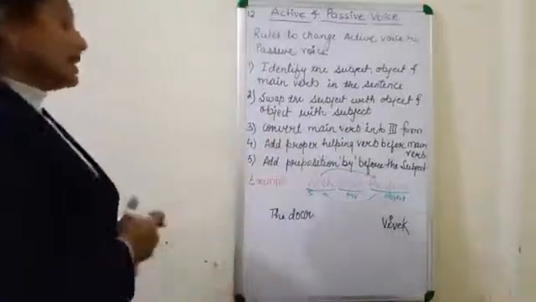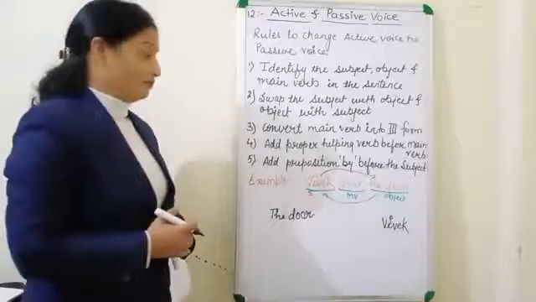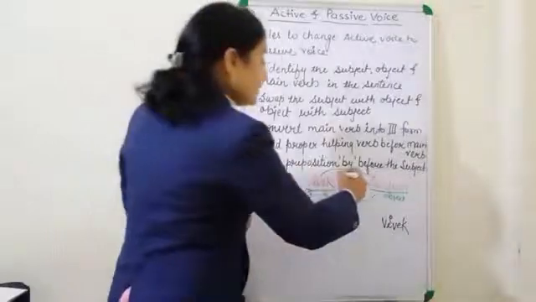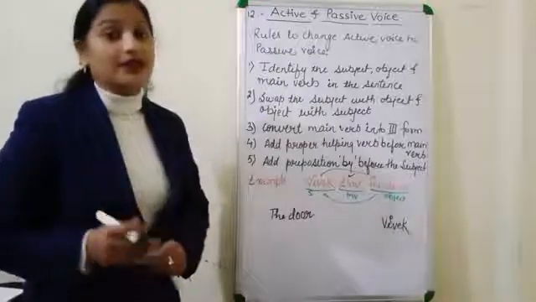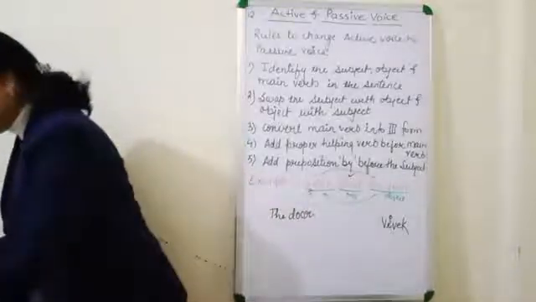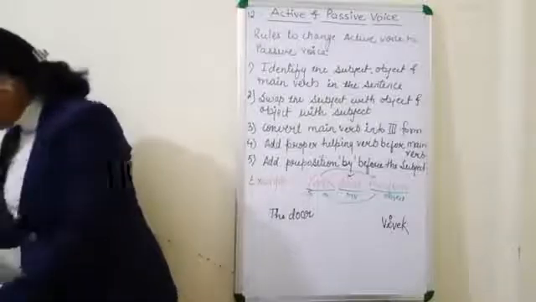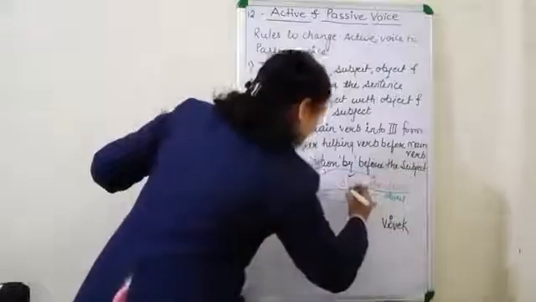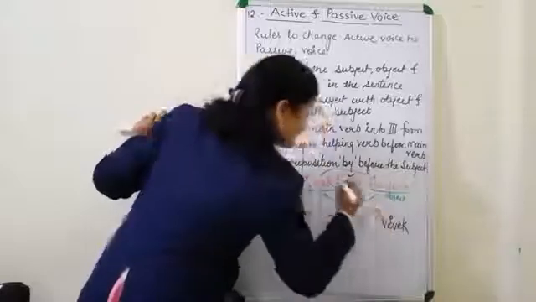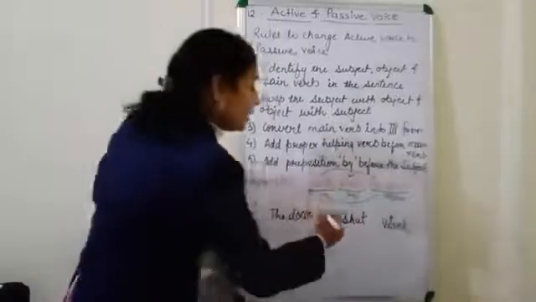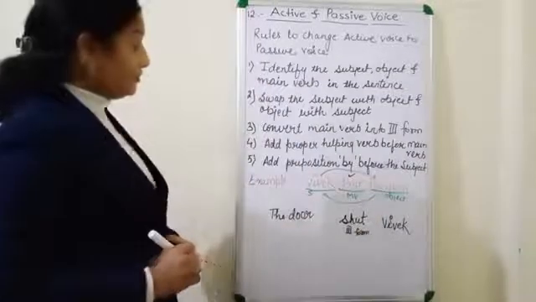Now, convert the main verb into the third form of the verb. Where is the verb? The verb is shut. And the third form of shut will be shut only. So, what can we write? We can write shut, shut and once again the third form is shut. Okay. Now, this is your third form. Understood?